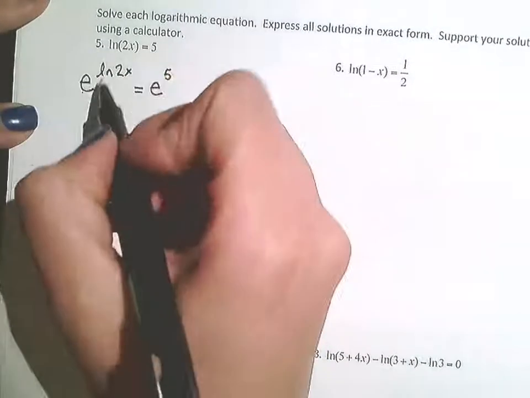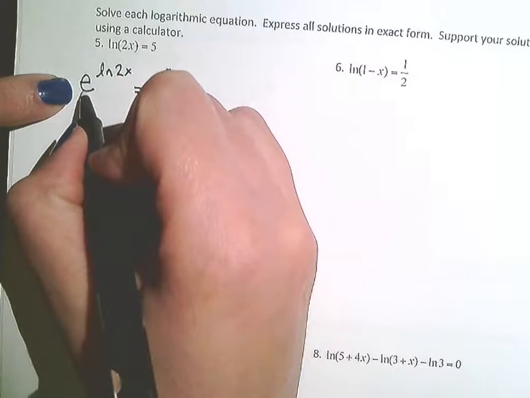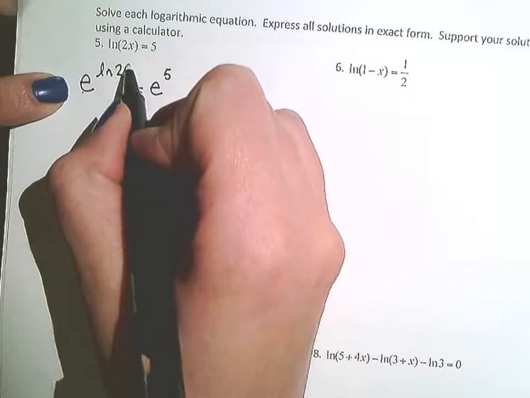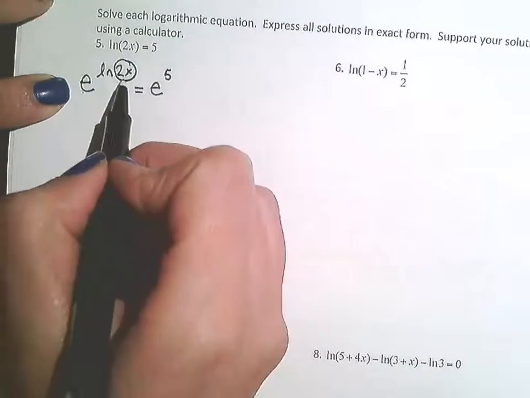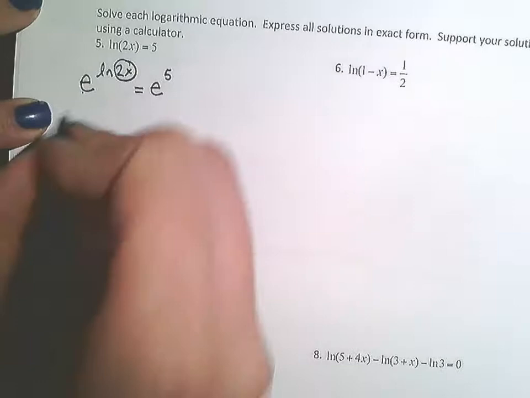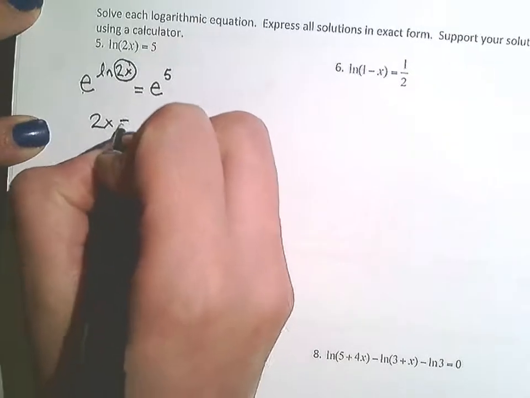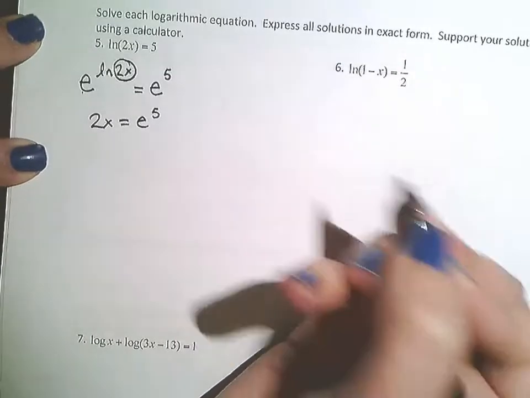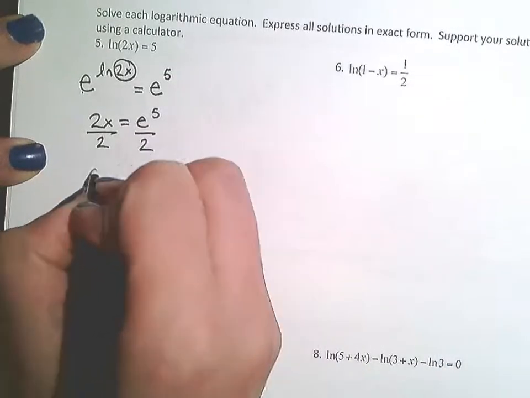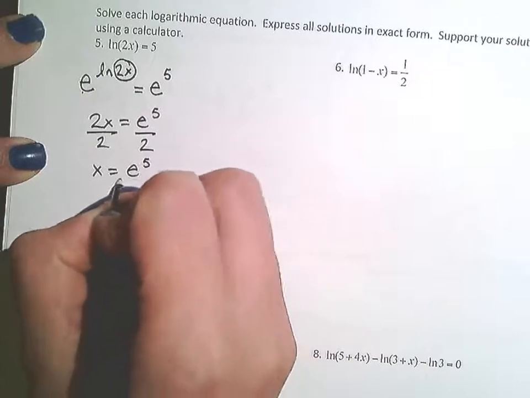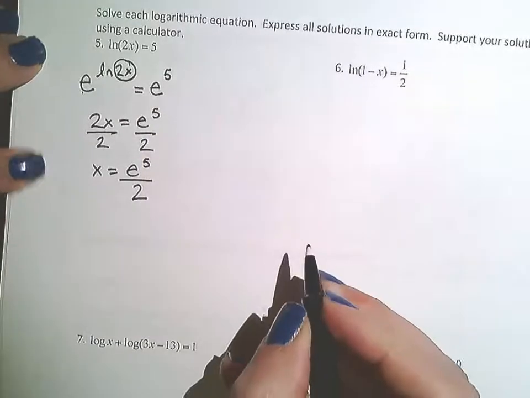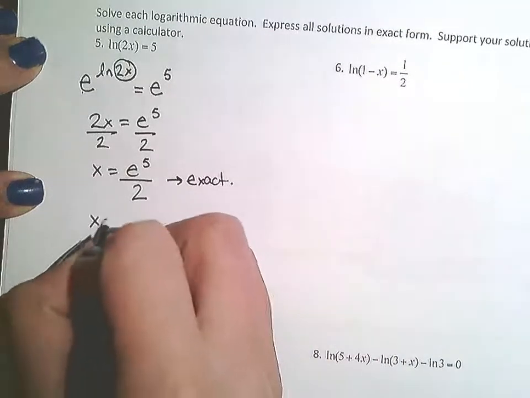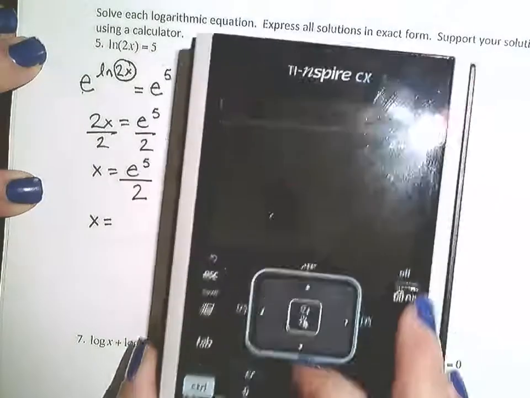I'm just using something so that I can easily solve this. Now you guys know from the properties that e raised to log base e ends up equaling whatever is left over. So this is just 2x equals e to the 5th. And now I can solve for x. Divide by 2, divide by 2. So x is e to the 5th divided by 2. So this is my exact. And of course, how do you find your approximate? Calculator.